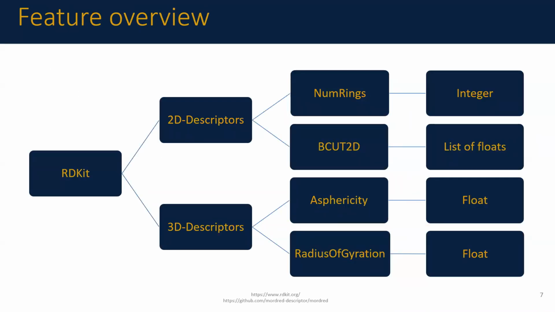So what kind of features can I extract from RDKit? RDKit differentiates between 2D and 3D descriptors. The 2D descriptors are mainly stuff like number of rings, number of double bonds, but also a little bit more complex ones, for example, the BCUT2D, that's like a list of different things. For example, Gasteiger-like charges are in there, and also a lot of other features. So I get either integers or lists of floats.